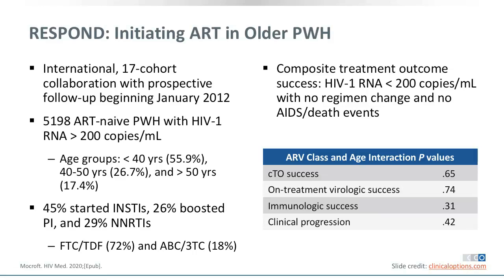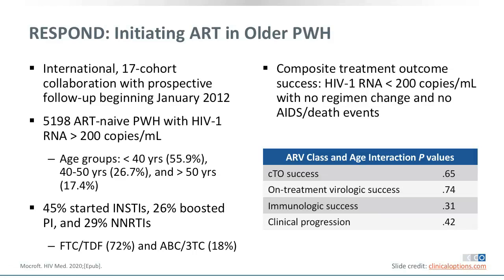This is the information coming from RESPOND. RESPOND, as you know, is a prospective collaboration of 17 cohorts. They have a very high number of treatment-naive subjects starting the first treatment, and they have analyzed 4 outcomes. A composite treatment outcome, the first one in the graphic, composed of a viral load below 200 copies plus no regimen change plus no clinical progression, defined as no AIDS or death events.